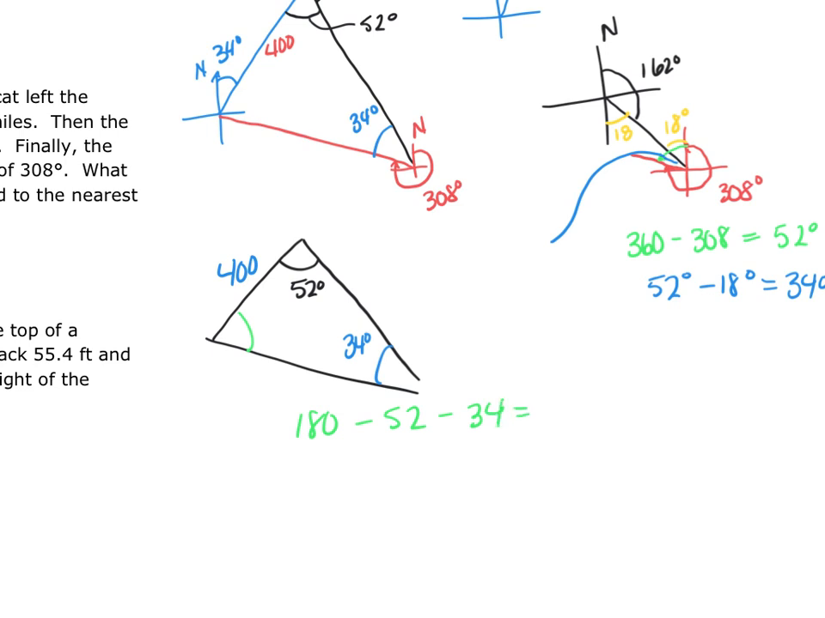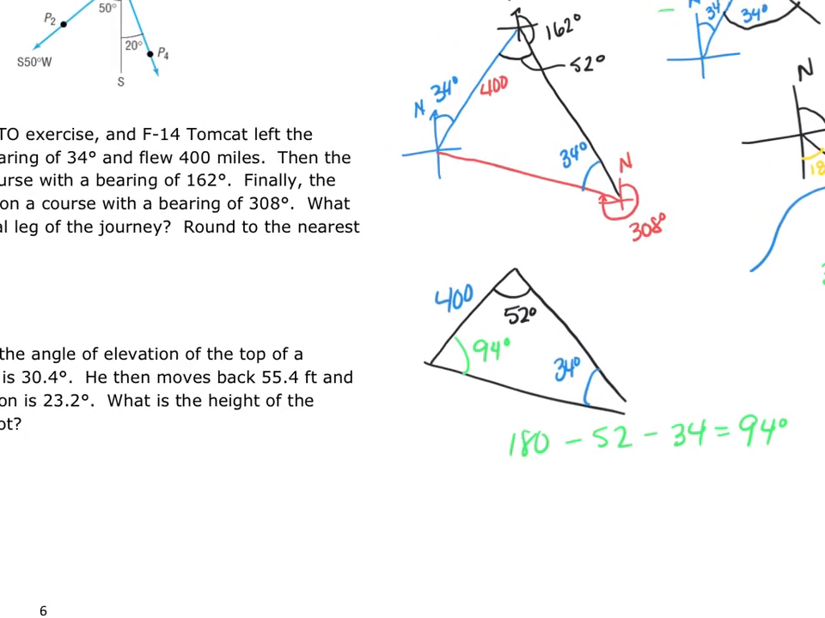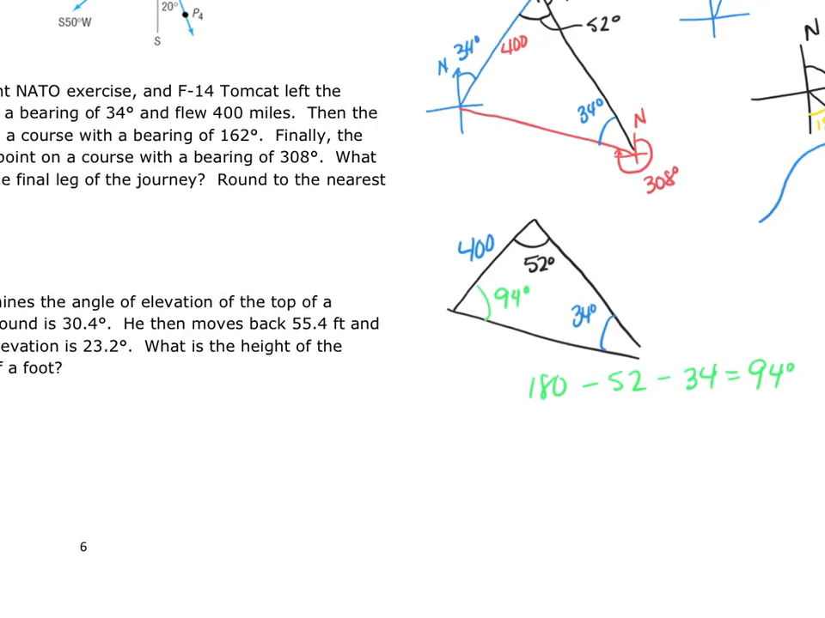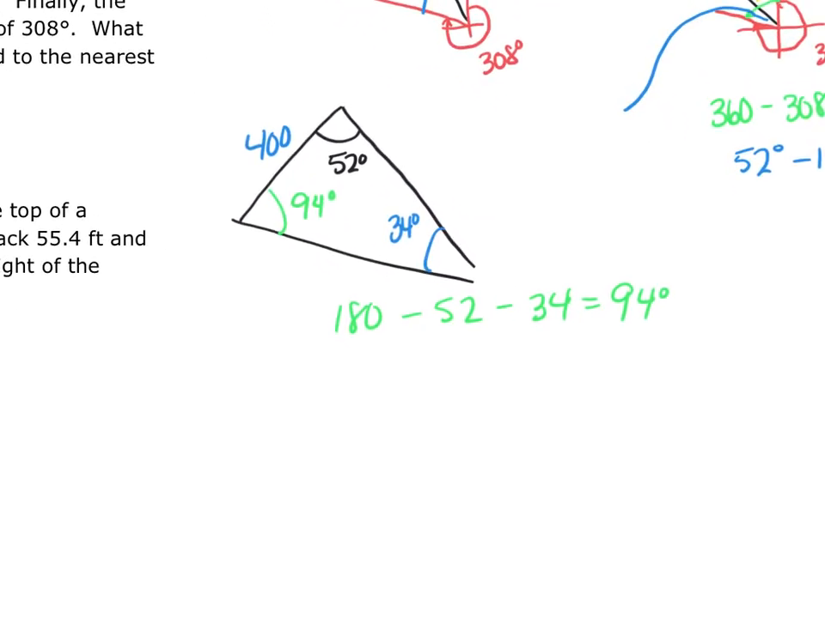And then it's just a matter of using the law of sines to solve for this. So 180 minus the 52 minus the 34 gives me 94 degrees. So that one is 94 degrees, and now I can just use the law of sines. If I want to know what distance the plane flew in the final leg of the journey, what they're asking for is this side C. We'll call it C.